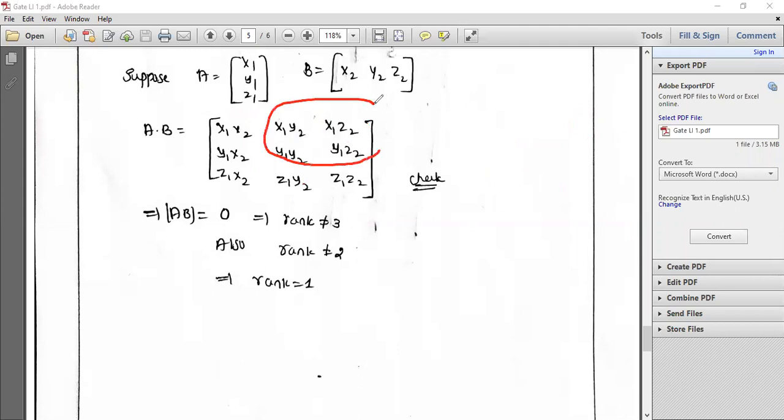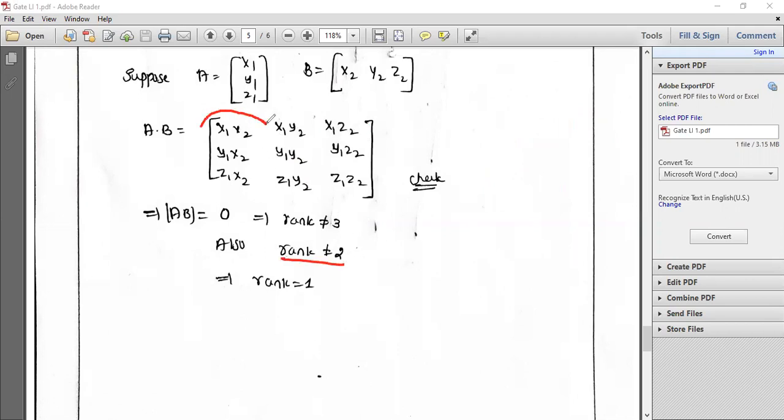Take these two, I'm just showing you. This is x1 y2 minus y1 z2. Here it is x1 y2 y1 z2. So again this will vanish. Similarly, you take any 2 cross 2, again that is also going to vanish. So therefore rank cannot also be equal to 2.